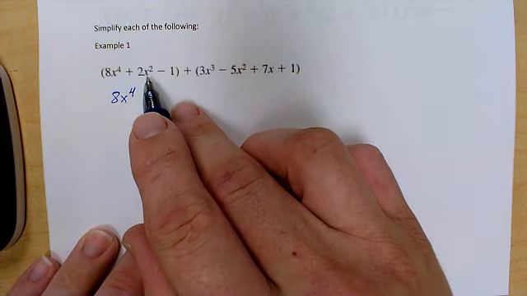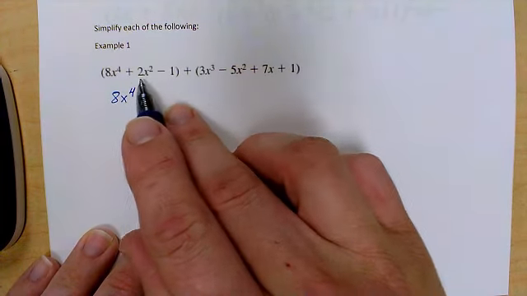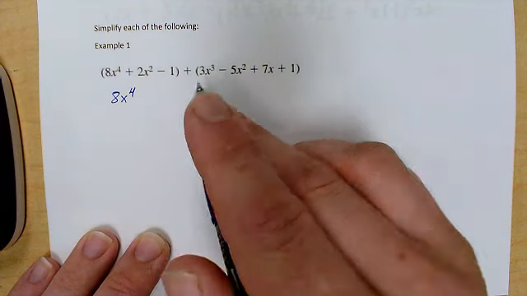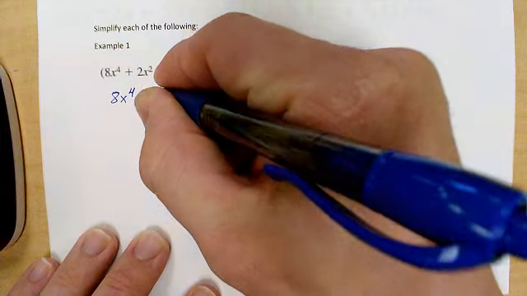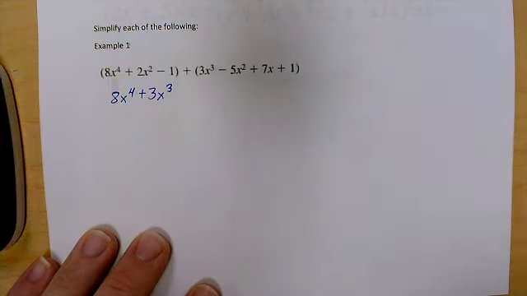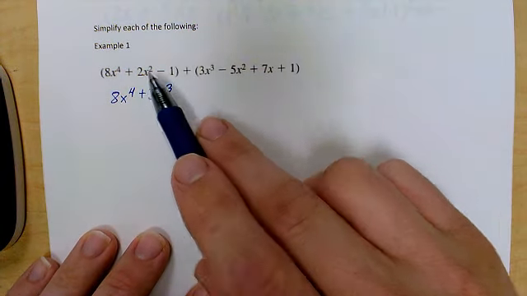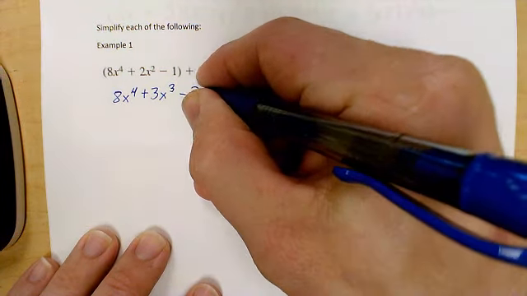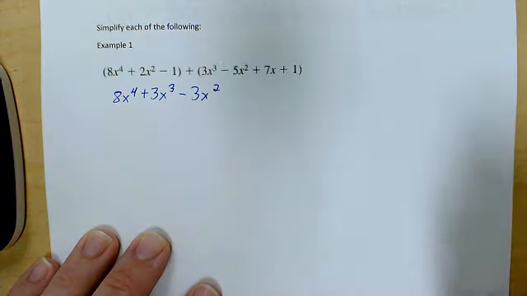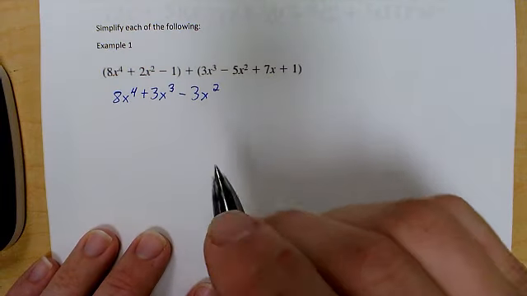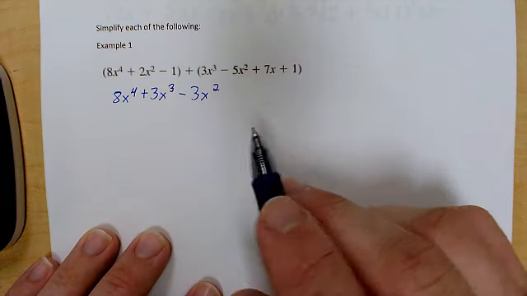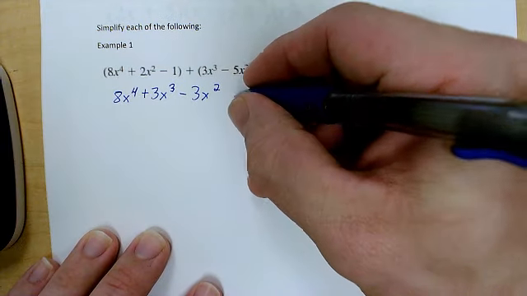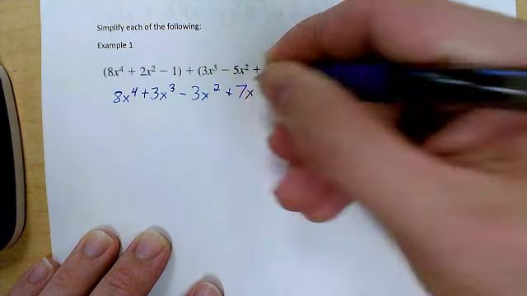Now I will look for anything being cubed. There's nothing over here, but there is a 3x cubed over here, so it's going to stay positive 3x cubed. And now here comes a like term. 2x squared plus negative 5x squared will be negative 3x squared when we add those together. Now look for anything x to the first power. Nothing on this left one, but there is 7x over here, so plus 7x.